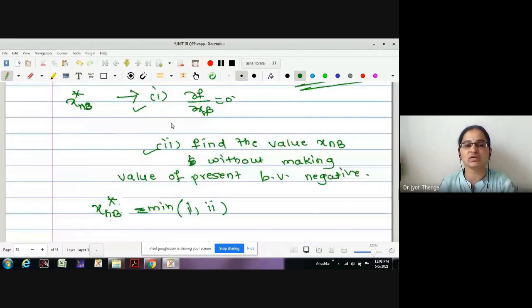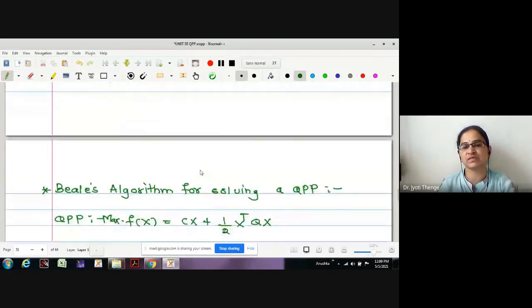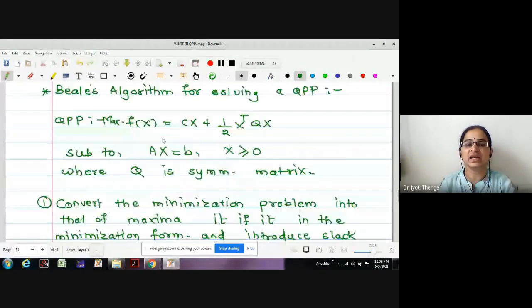In order to find the value of that corresponding variable, which should be increased so that it gives us an increment in the objective function, this can be found in two steps. First, set ∂f/∂x_NB equal to 0 and find the value of that non-basic variable. Second, do this without making the present basic variables negative, and finally find the minimum.